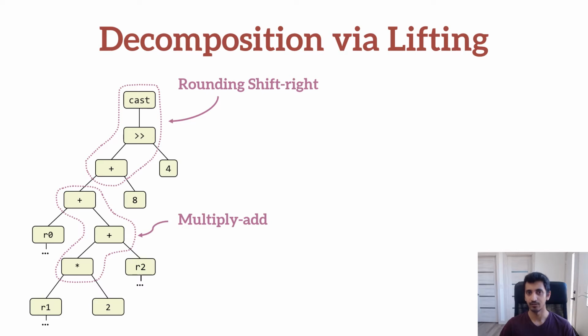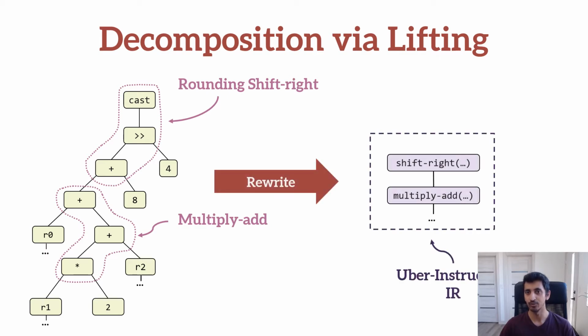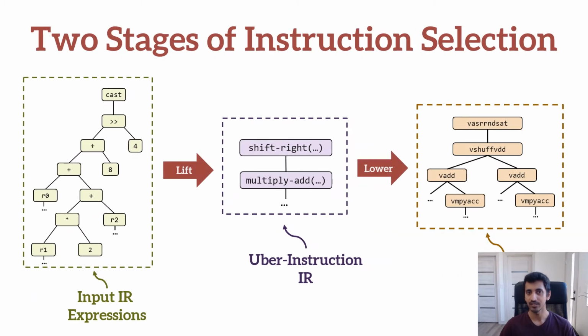Once we have derived the set of uber instructions, which we refer to as the uber instruction IR, we can reframe the original code decomposition problem as a code rewrite problem. In other words, to decompose this input expression, we simply rewrite it using the uber instructions that we have derived. This gives us a two-stage algorithm for instruction selection, where in the first stage, the input expressions in the compiler's IR are lifted to the higher-level uber instruction IR. Then, each uber instruction in the lifted expression is lowered to an optimal executable instruction sequence in the target instruction set to generate the final expression.